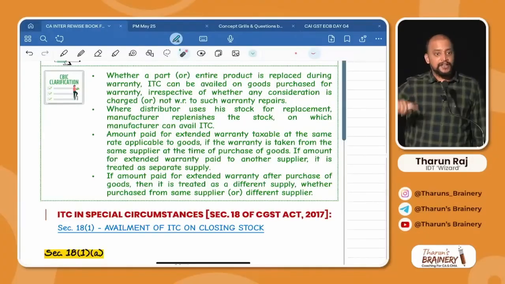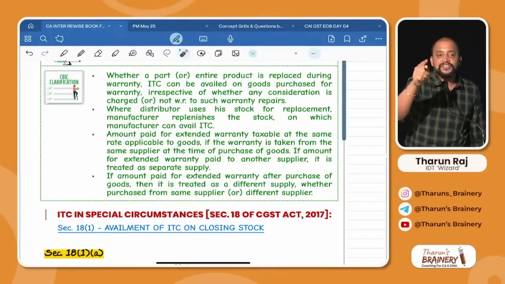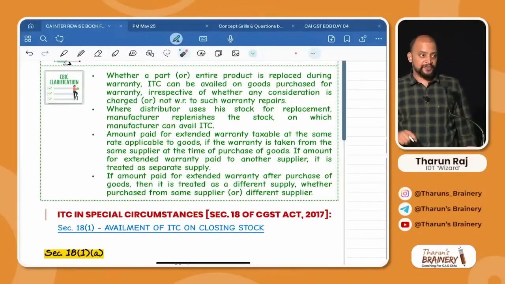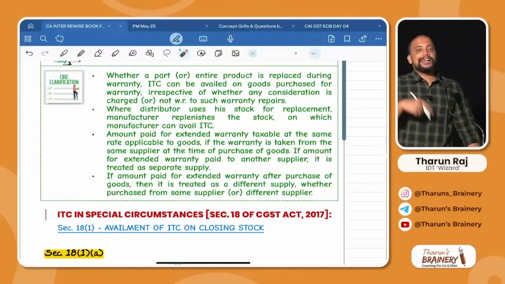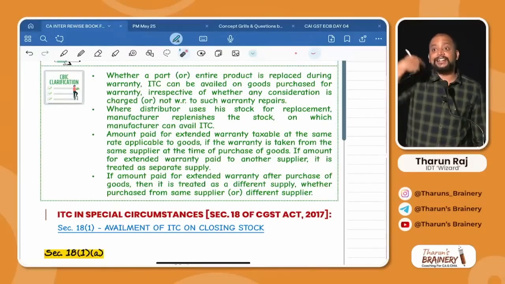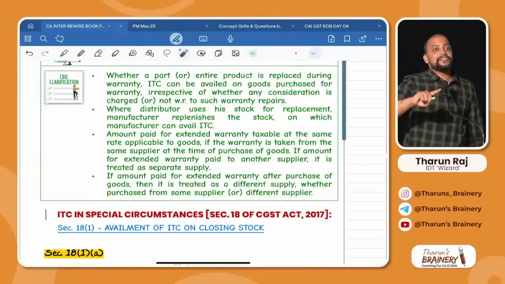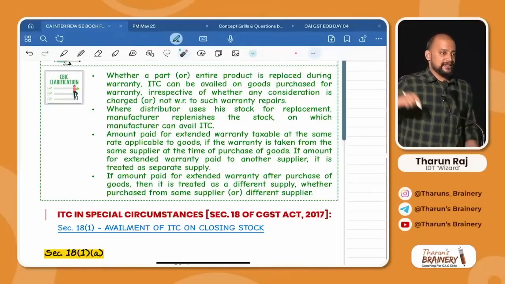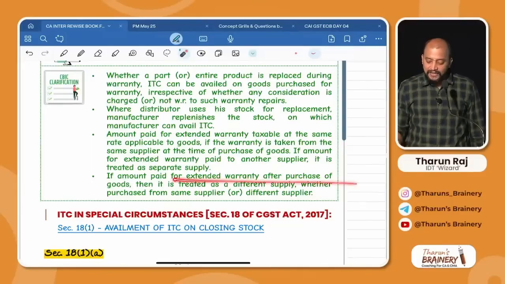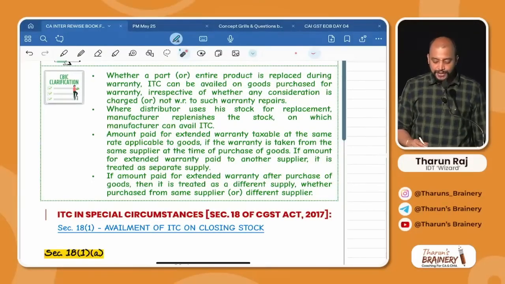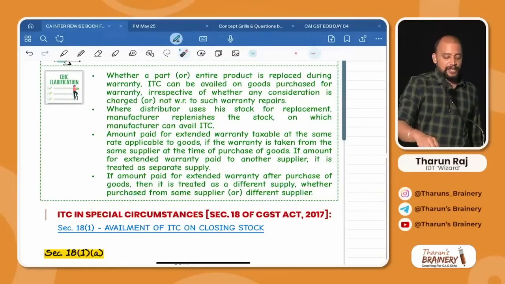You pay separately. When you pay separately, on that warranty the rate of GST will be 18%. But when you buy an AC which is 12%, in that case take the warranty at the time of purchase of the AC itself, otherwise the warranty will be taxable at 18%. You understood? If the amount for extended warranty is paid after purchase of goods, then it is treated as a different supply, whether purchased from the same supplier or a different supplier.